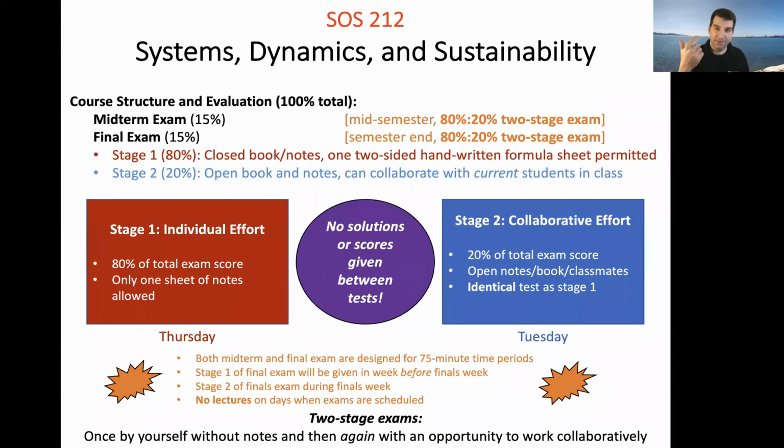So that means that the final exam, stage 1 will be given not during finals week. It'll be given during the last week of classes, that Thursday of the last week of classes. And then Tuesday of finals week, you'll have the group version. So during finals week will actually be stage 2 of this exam. And then so both exams, in order to fit into the class period, are designed for 75-minute time windows. So I know that's a little bit weird, but hopefully that makes sense.